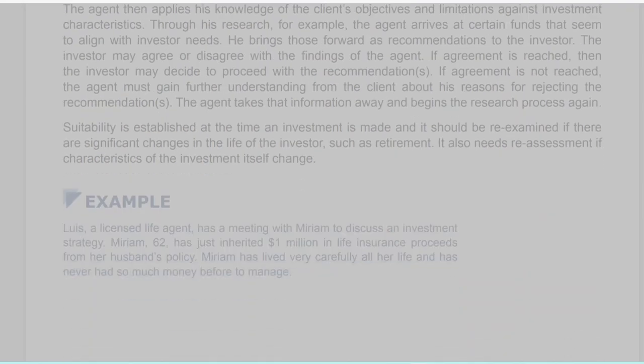The agent then applies his knowledge of the client's objectives and limitations against investment characteristics. Through his research, for example, the agent arrives at certain funds that seem to align with investor needs. He brings those forward as recommendations to the investor. The investor may agree or disagree with the findings of the agent. If agreement is reached, then the investor may decide to proceed with the recommendations. If agreement is not reached, the agent must gain further understanding from the client about his reasons for rejecting the recommendations. The agent takes that information away and begins the research process again.